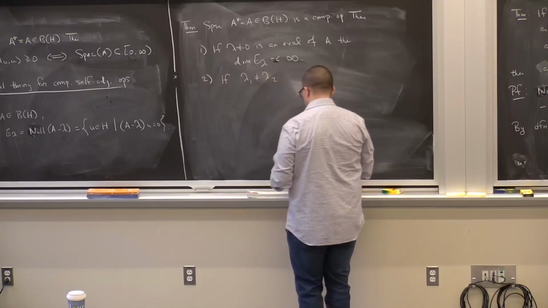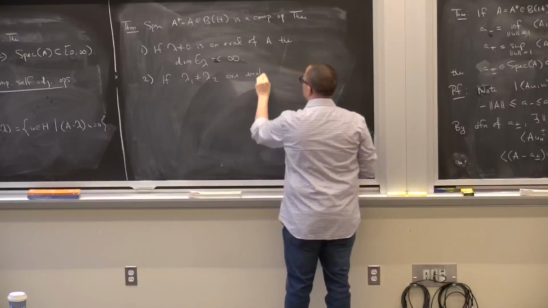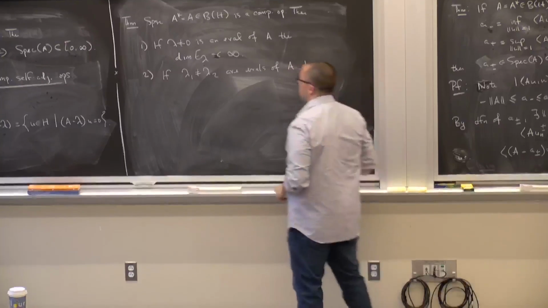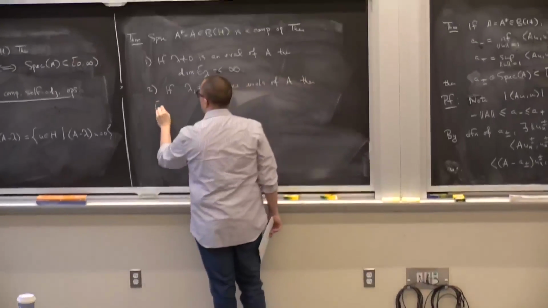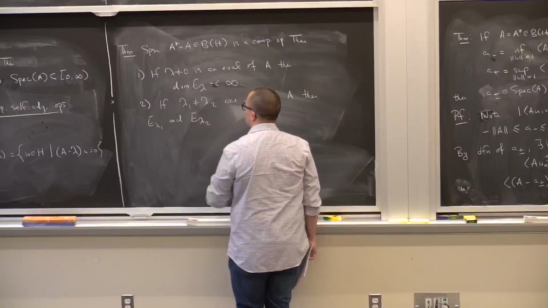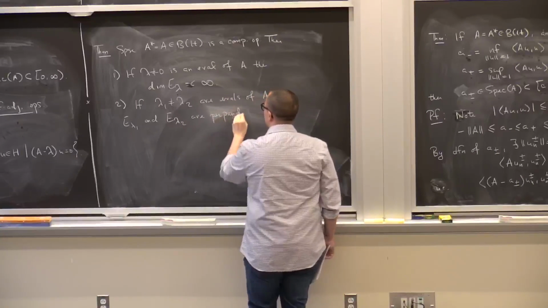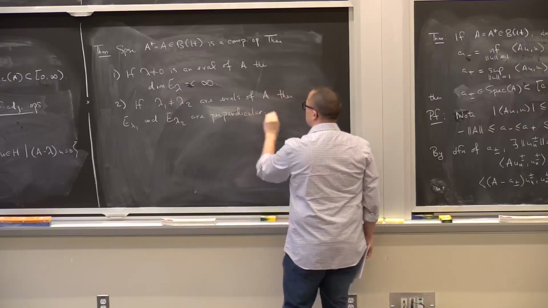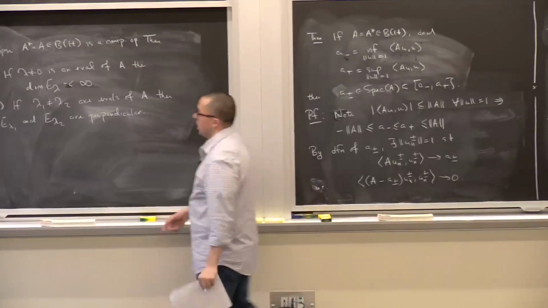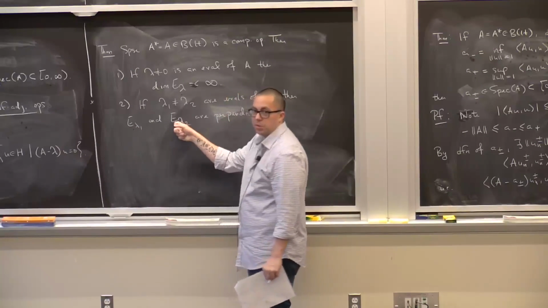If lambda 1 does not equal lambda 2 are eigenvalues of A, then E lambda 1 and E lambda 2 are orthogonal or perpendicular. Every element in E lambda 1 is orthogonal to every element in E lambda 2, and vice versa.